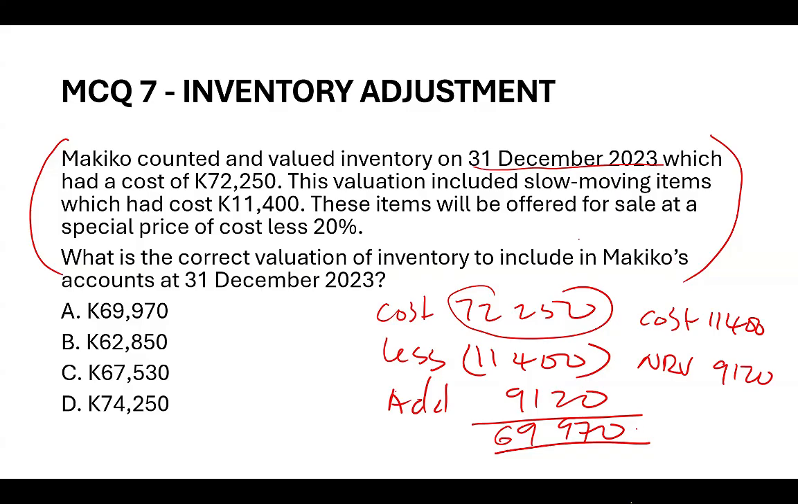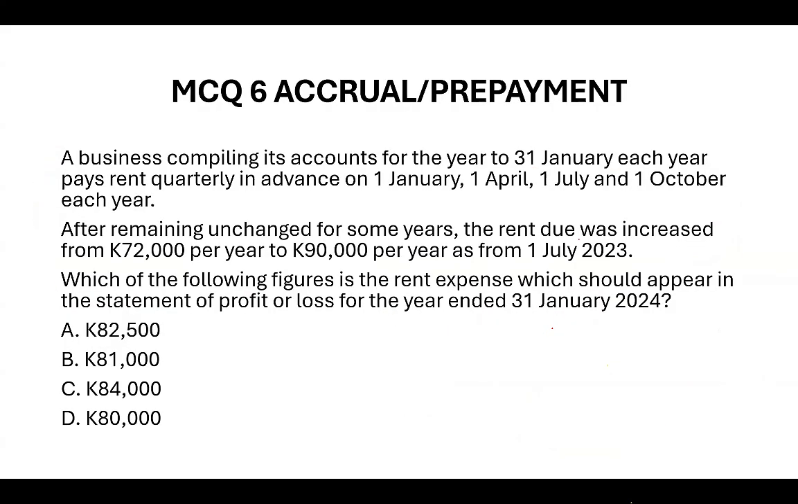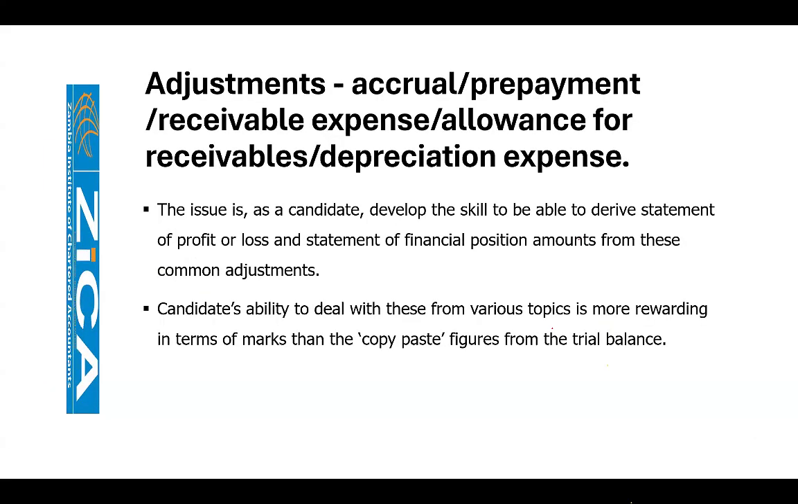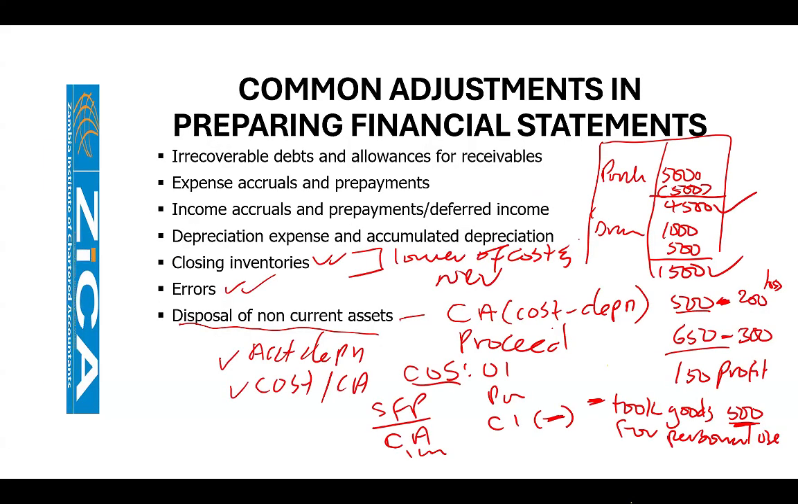So what it means is that this figure is what shall go as closing inventory in your SFP. Then your computation of cost of sales must also use this for closing inventory and not this. That's what it means. So you can get it as a multiple choice. You can also get it as an adjustment in financial statements preparation questions. Then other adjustments are here.